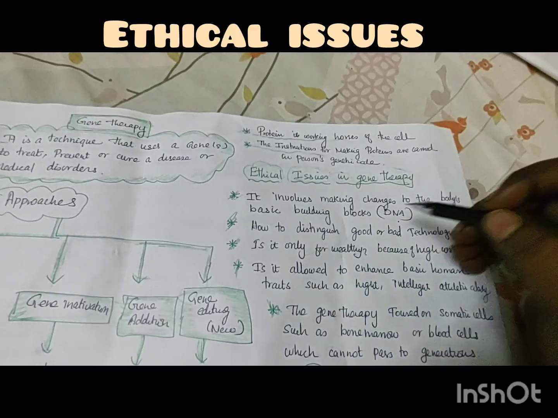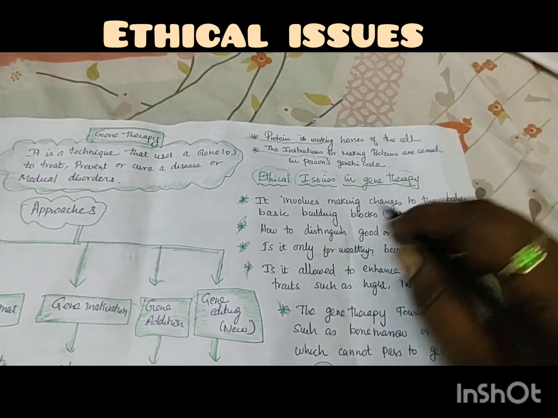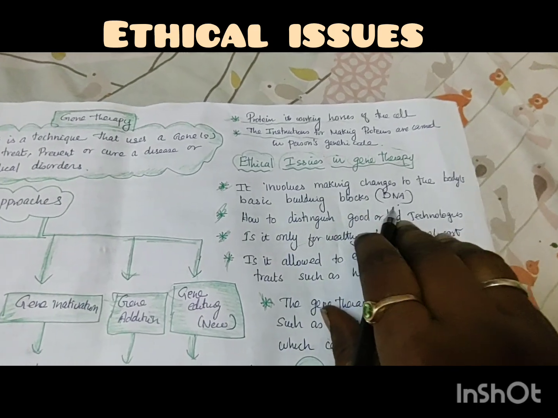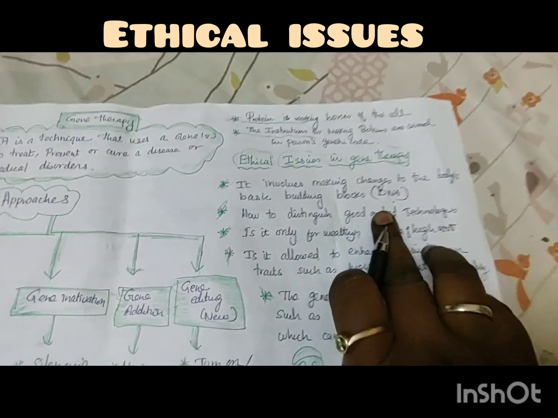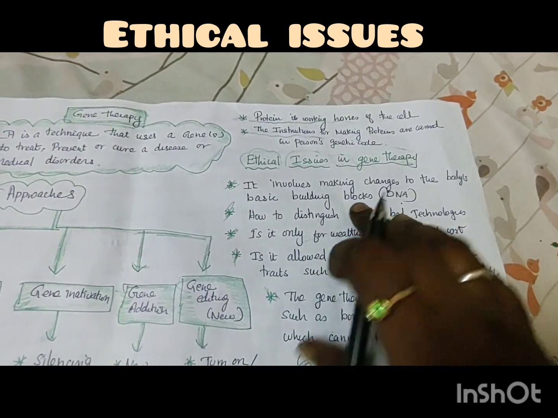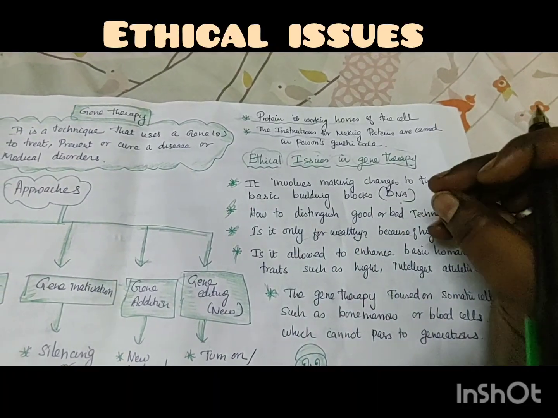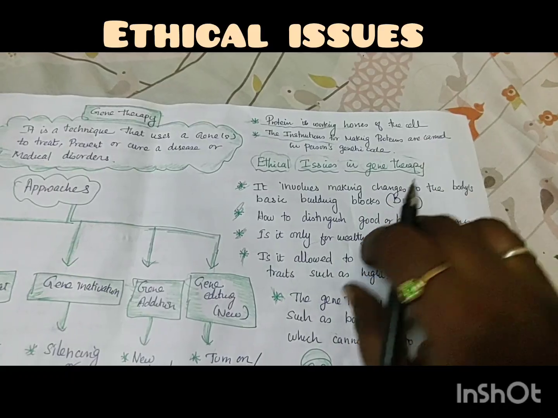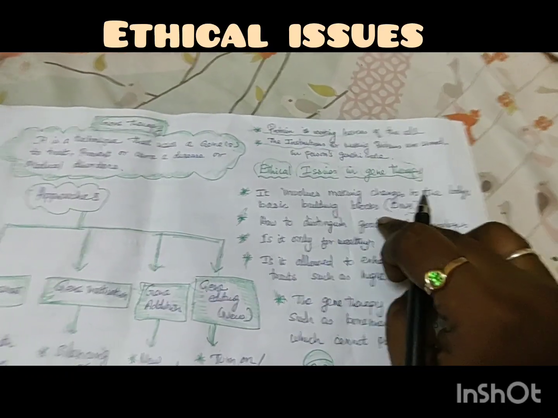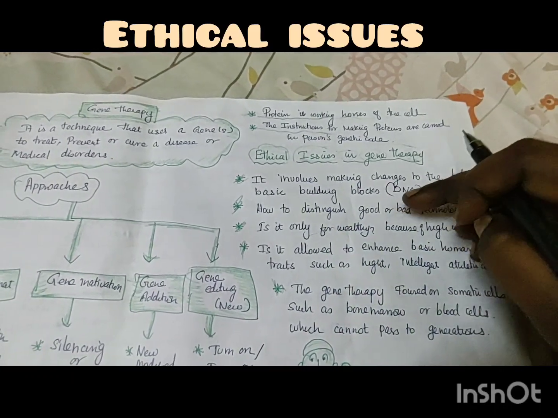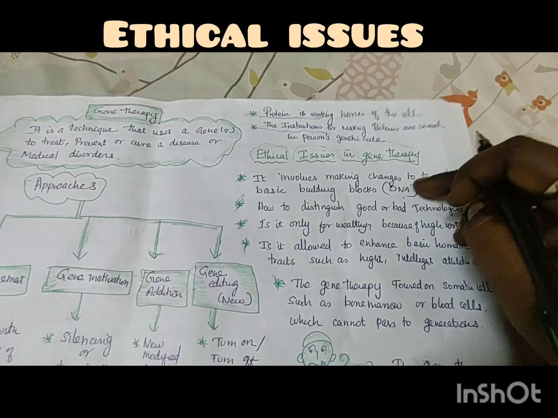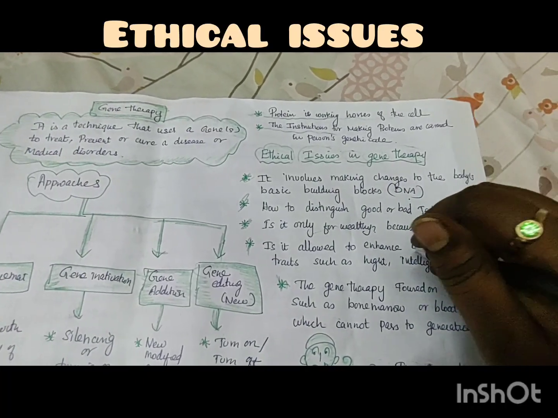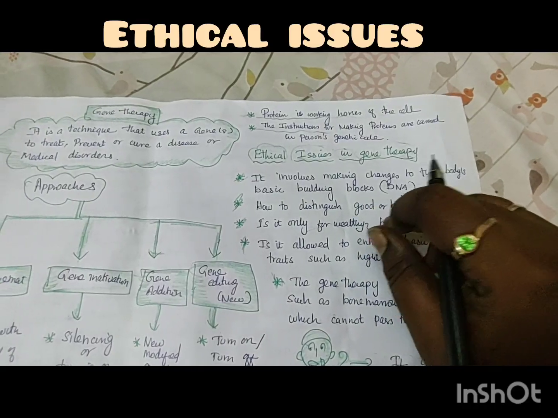What is that? First one, it involves making changes in the body's basic building blocks. That's DNA, deoxyribonucleic acid. So there the genes are arranged, adenine, guanine, cytosine, it is arranged. It is the genetic makeup. Who gave them? Is it correct or not? Is it ethically right to modify that? That question is coming to our mind. How to distinguish whether it's a good technique or bad technique? It takes a long time to see the effect.